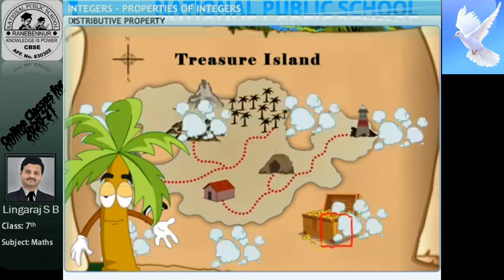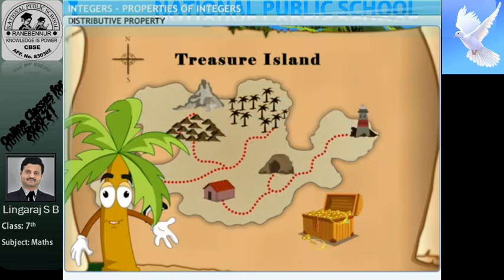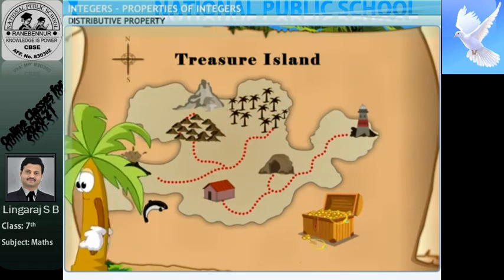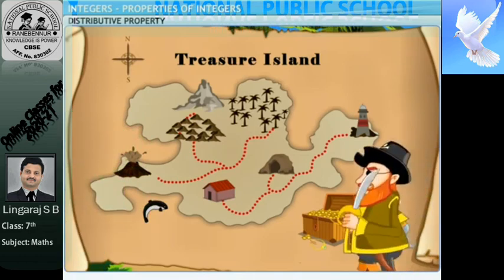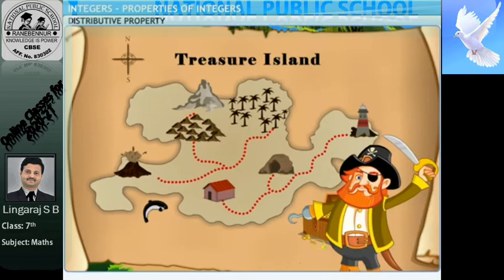Yes, we have done it. Look, there's the treasure. Nobody can stop us from getting the treasure now. I can. Didn't you read the fine print on the map? Ha ha ha!